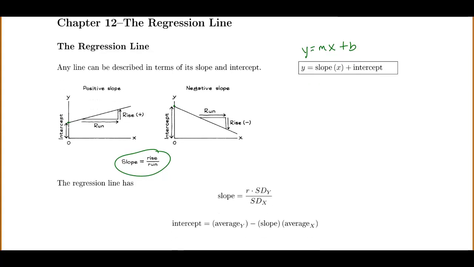For our regression line, there's an equation that we can use to find our slope and intercept. So the slope, again, is going to be our correlation times the standard deviation of y divided by the standard deviation of x. Our intercept, we can find that by the average of y minus the slope times the average of x.